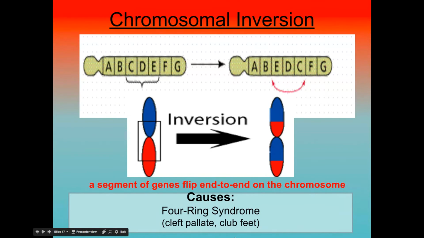A common one is Pierre Robin syndrome that causes a cleft palate, which is kind of when your lip is all split.